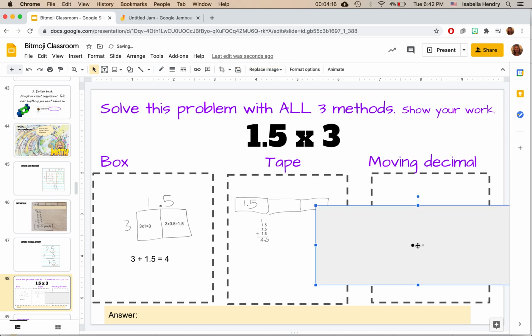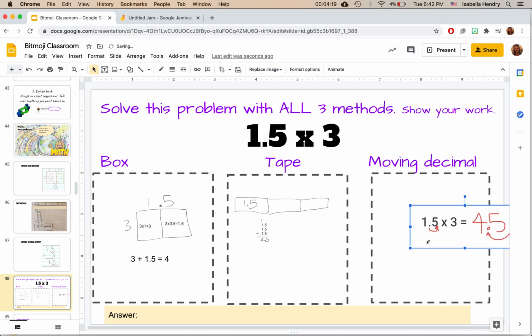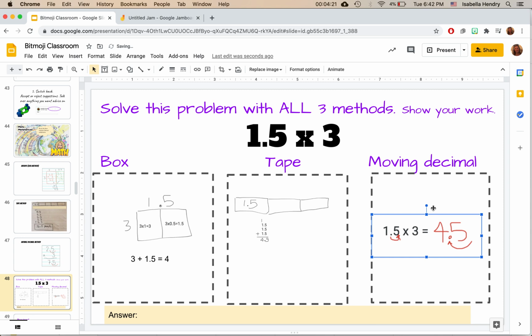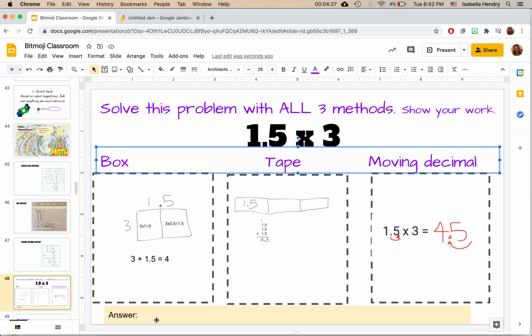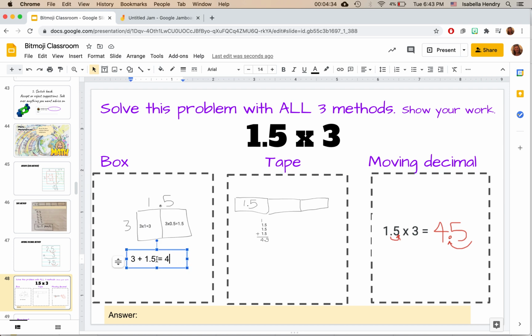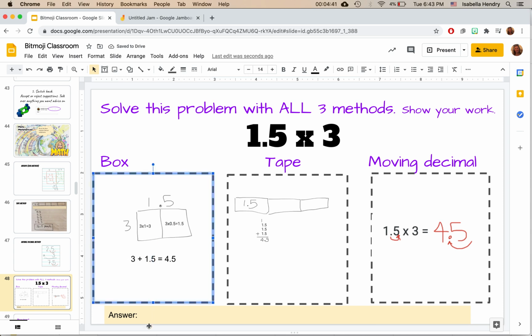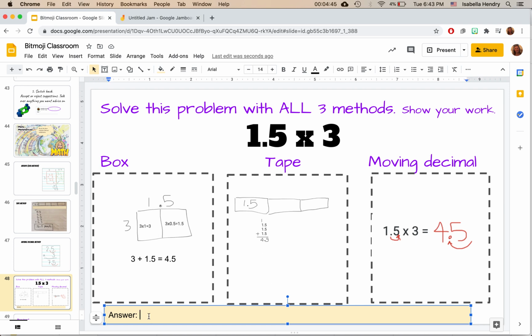So if you do these methods and you get a different answer for different methods, something went wrong. Check your work, maybe go back to that lesson and see what happened, because your answer should be the same on all of them. Why am I mentioning this? Because Miss Izzy messed up. 3 plus 1.5 equals 4.5. I forgot those 5/10 right there. So now all my answers match. So I've checked my work in different ways. And I can say that my answer is 4.5.